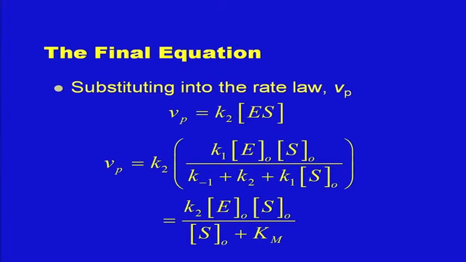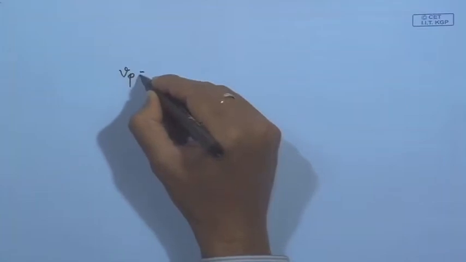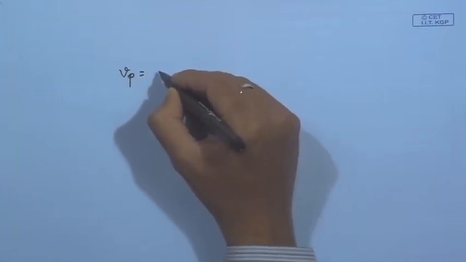So, if we substitute, then your rate expression will be basically your rate expression. Let us write down the rate expression, that is the rate of formation of product. So, Vp, the velocity of product formation, is k2.